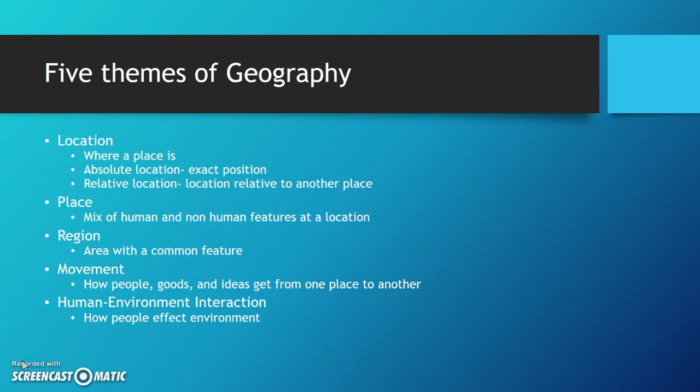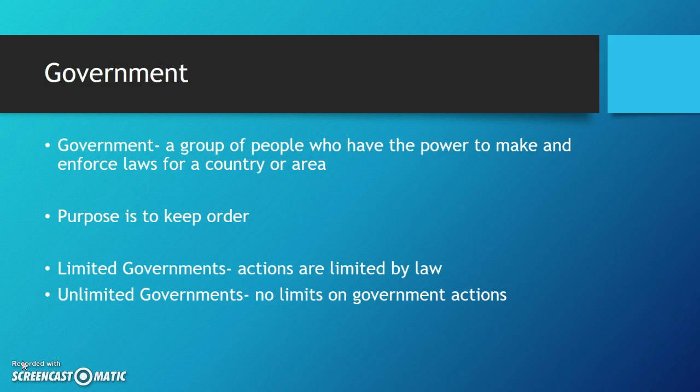Fourth theme is movement, okay? How people or goods and ideas get from one place to another. And this depends on what it is. You can get it from trade, you can get it from migration, you can get it from word of mouth. And the last theme is the human environment interaction. So how people affect the environment. Okay? Pretty simple.